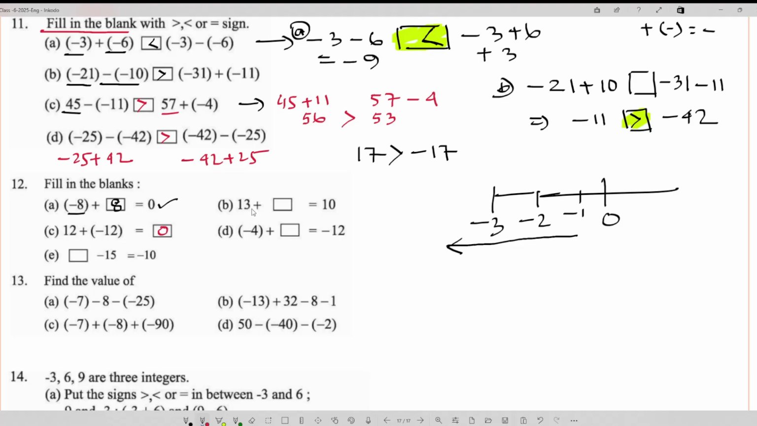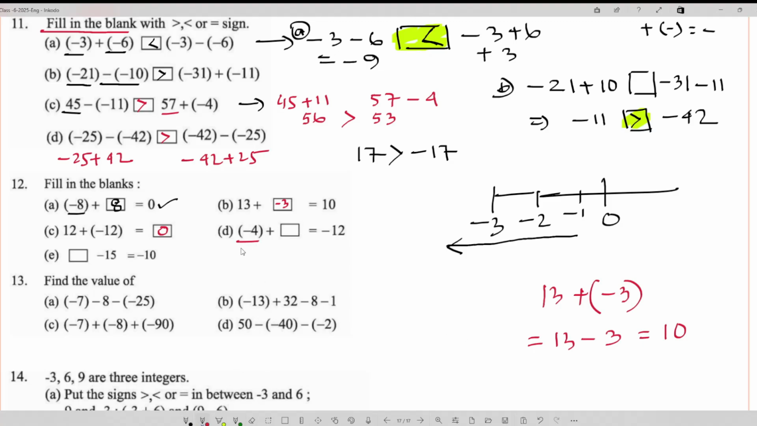Here is 13 plus, and here is 10. So what will be the answer? If you mention here is minus 3, so look, 13 plus minus 3. So 13, this plus and minus minus, and 3, the result will be 0. So here is minus 13.